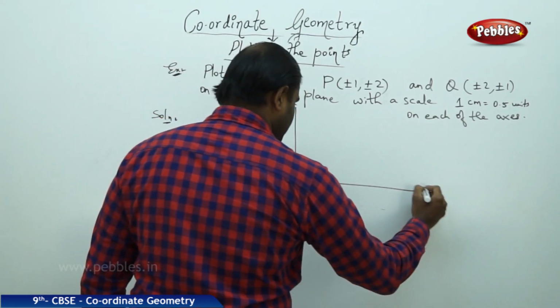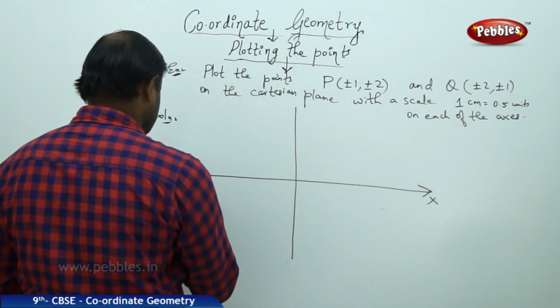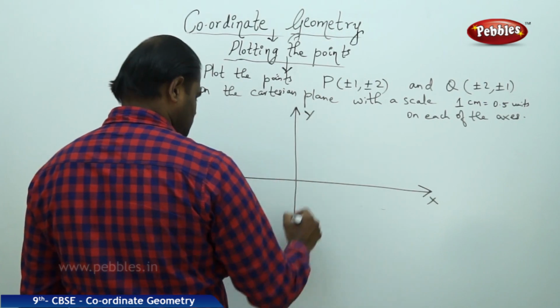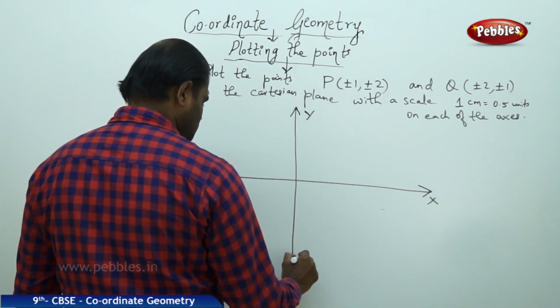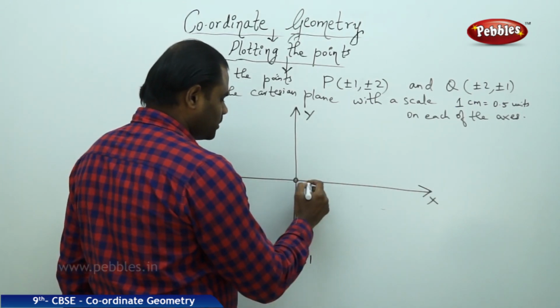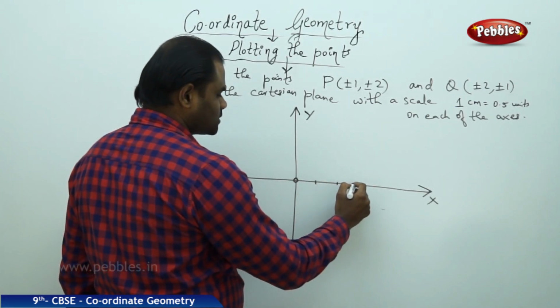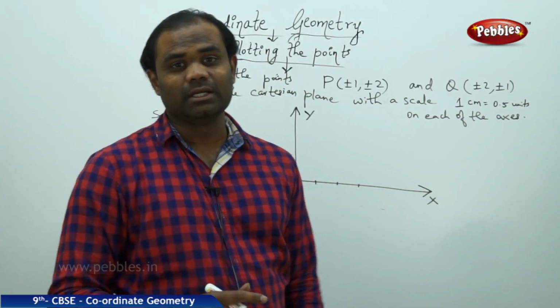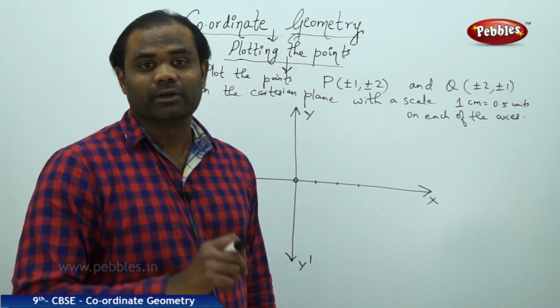Considering the Cartesian plane, x, x dash and y, y dash, let's try to make the 1 centimeter grids. The first thing we identify in doing this type of problem is locating the grids.